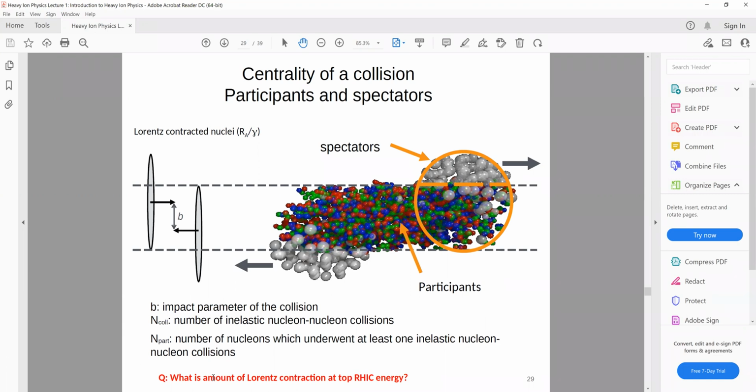If I now say, as I said, that there is a Lorentz contraction, there is again a question. In a relativistic invariant collision, we have a collision between two Lorentz contracted nuclei. So what is the value of this Lorentz contraction at top RHIC energy? What will be the value of this gamma at the top RHIC energy? Can anybody tell?